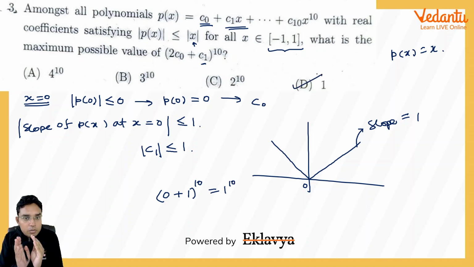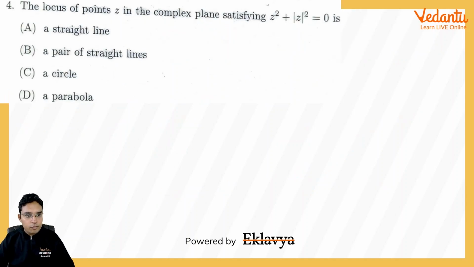Okay, so the first part, C0, was easy. The later part, how to find C1, if you notice that this p(x) has to be lying below or on this graph, I think this is also something that we can do in exam pressure. So I will say this question was average, not difficult. Okay, now coming to the next question, that is question number 4.